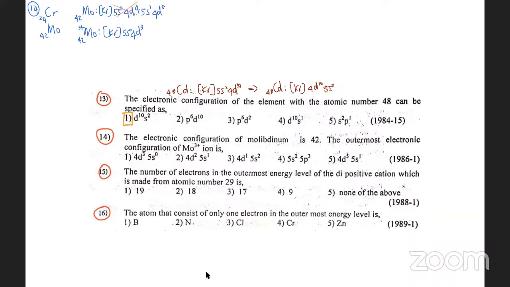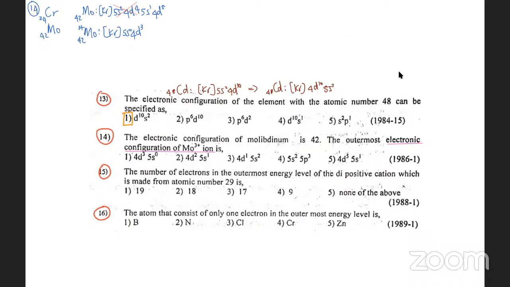I'm getting the first one. Anyone else? I hope you all got the first one. It is similar to chromium 3+. They are asking for molybdenum 3+ ions. So you have got the fifth answer, which means you have not considered 3+. Careful.